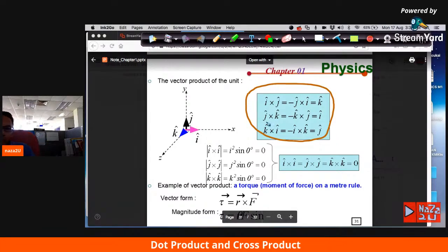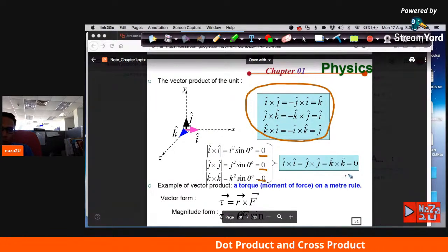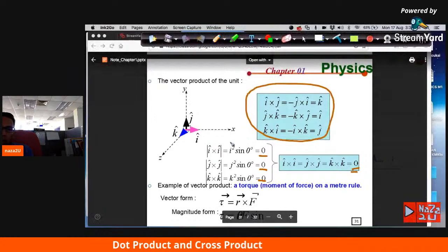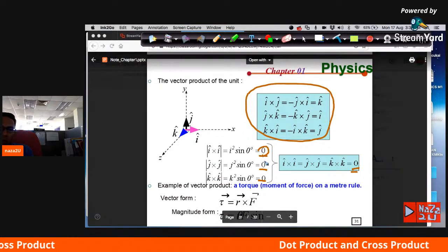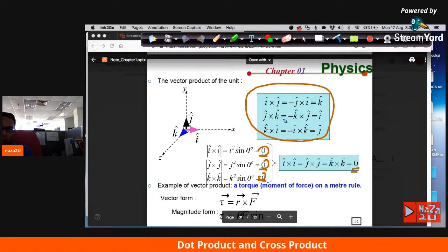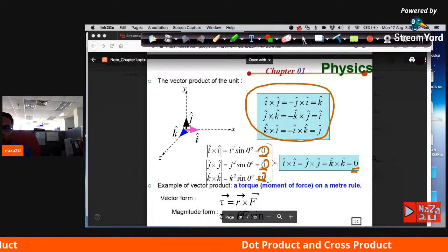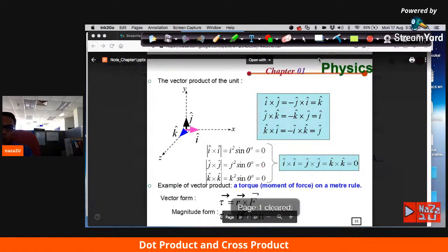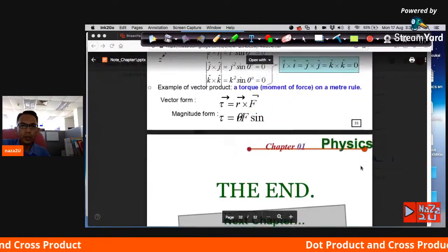Okay, so what happened? This is IJ. So what happened? I cross I, J cross J. So here the magnitude is equal to 0. So you do not need to consider I cross I, J cross J, or K cross K, because this is equal to 0. So you just consider the cross product I cross J, J cross K, right? Okay, so next.